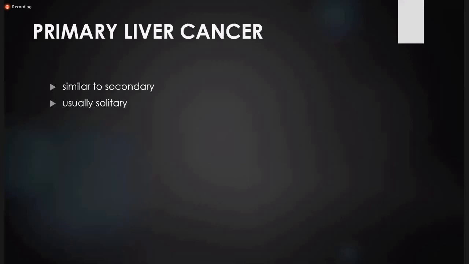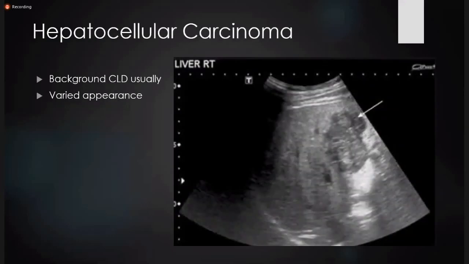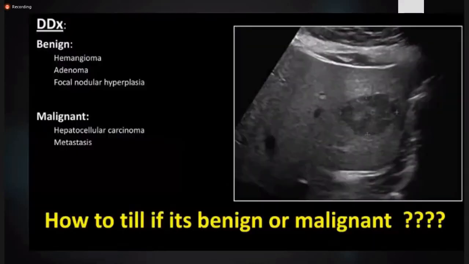Primary liver cancer, similar to the secondary, can have variable appearances but is usually solitary. The most common primary carcinoma we see is hepatocellular carcinoma, which is usually seen with the background of chronic liver disease and again has varied appearances on ultrasound, like the one shown to you.